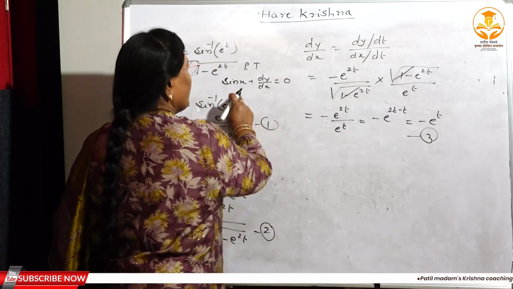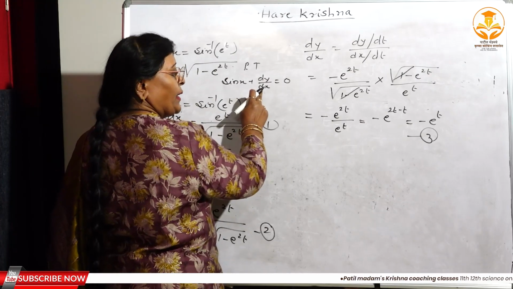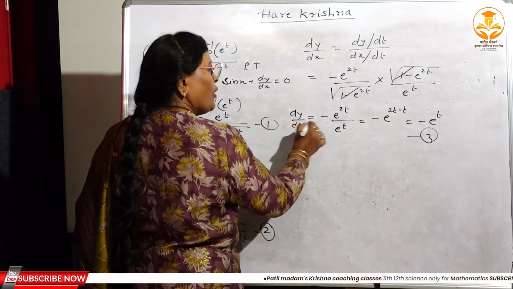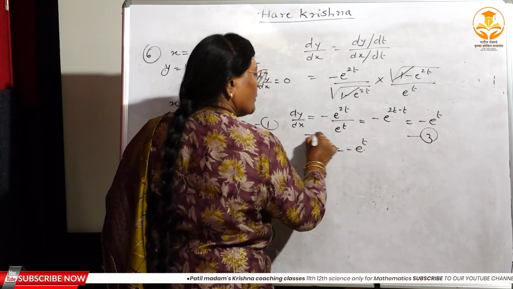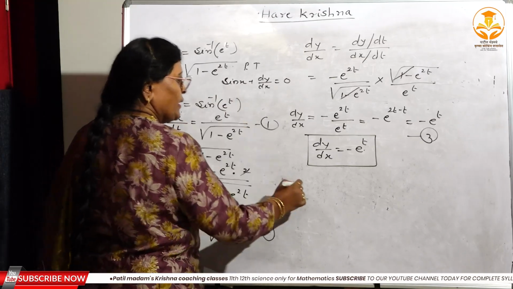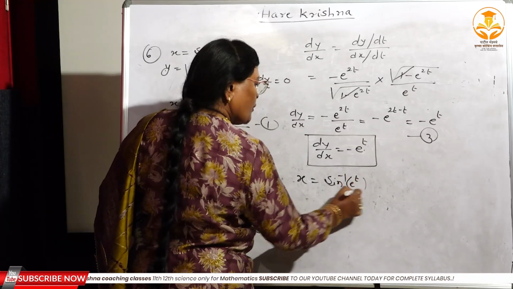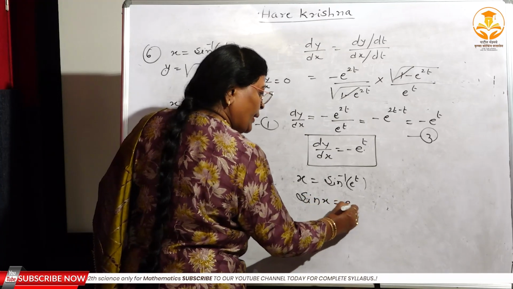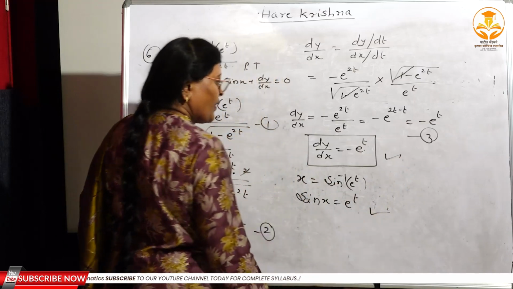But what is the result here? What do you want? That is, you have to consider the left hand side: sin x plus dy by dx is equal to 0. Here the result, dy by dx, you have got as minus e to the power t. Right. Now see, here we want sin x, therefore since x is equal to sine inverse of e to the power t, if you take the function like this, sin x is equal to e to the power t, isn't it? So this is it, right, mark.